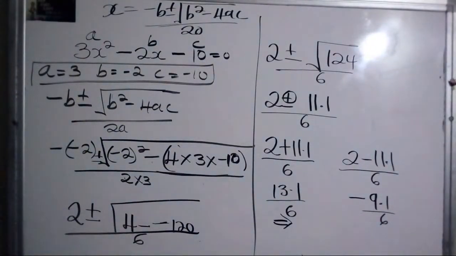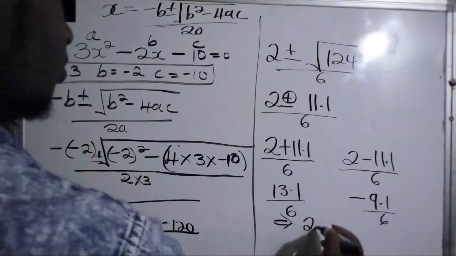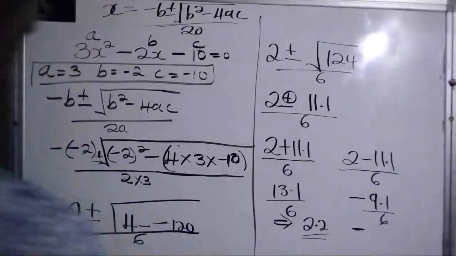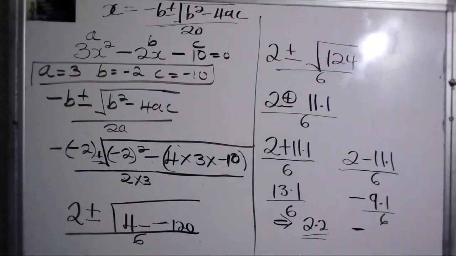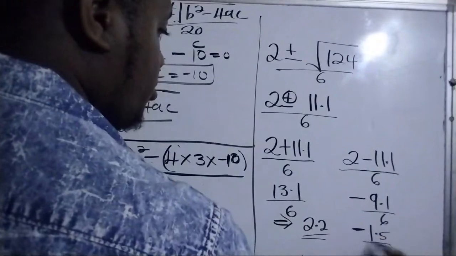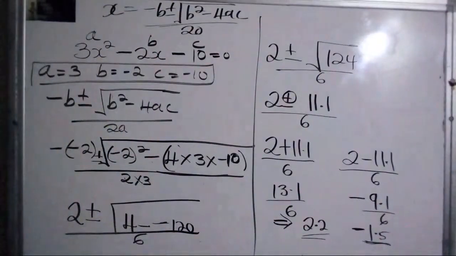Now we can punch it in our calculator and we get our answer. So it's 13.1 divided by 6, which works out to 2.2. This one is positive, this one is going to be negative. So negative 9.1 divided by 6 is 1.52, so we can just say 1.5. But remember, this one should be negative. Hope it's clearer now, guys.